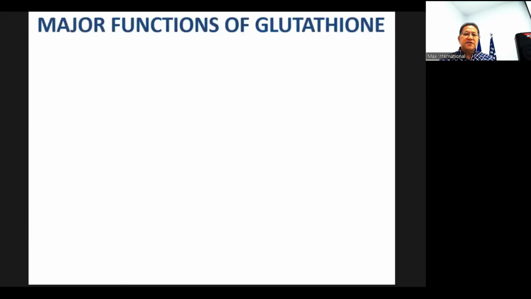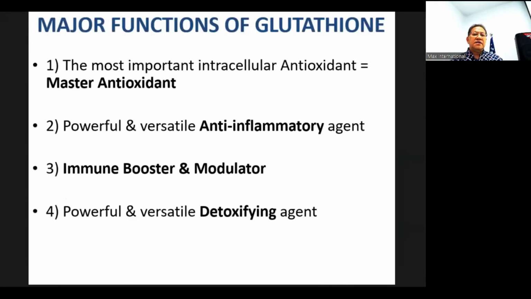So what are the major functions of glutathione? For many decades, it has been known as the most important intracellular antioxidant. That's why it has been called the master antioxidant. And later on, it was discovered that it is also a powerful and versatile anti-inflammatory agent, a powerful immune booster and modulator, and a powerful and versatile detoxifying agent. You can also call it the master detoxifier for the body.